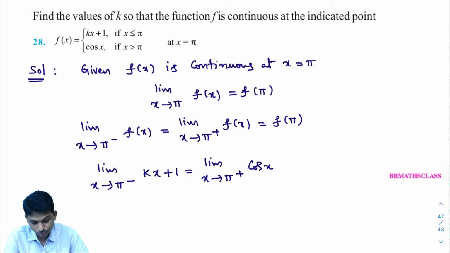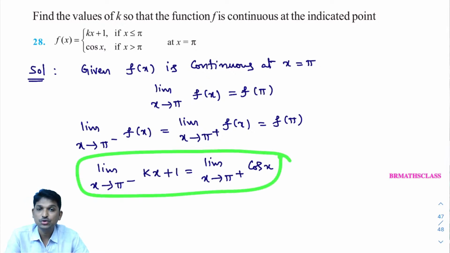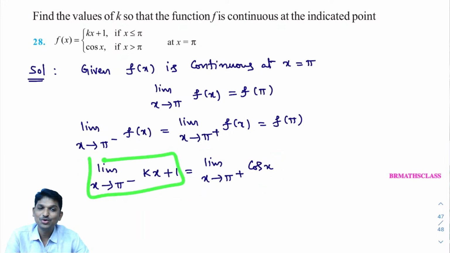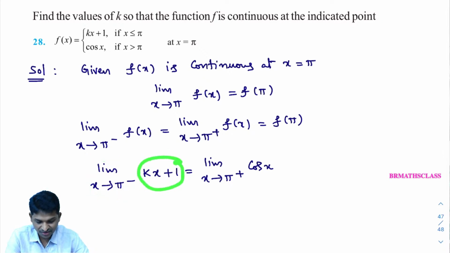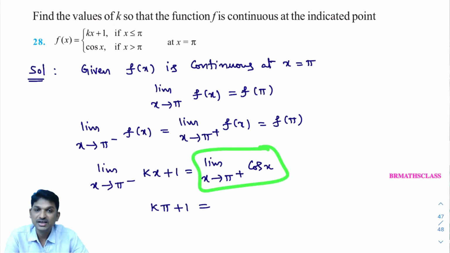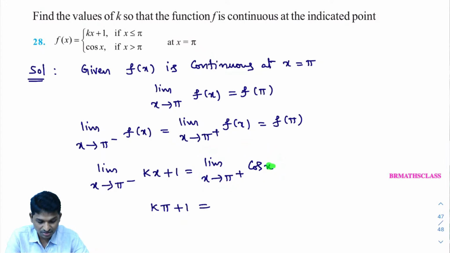Now, what I will do, I am going to simplify this. I am going to equate these things. Listen, I will calculate this one. How to calculate this one? By direct method. What is direct method? In the given function, wherever x is there, there you will write pi. So, what you will get? K into pi plus 1 equals, how to calculate this one? In the given function, wherever x is there, there we will write pi. So in place of x, you write pi. Then what you will get? This will become cos pi.